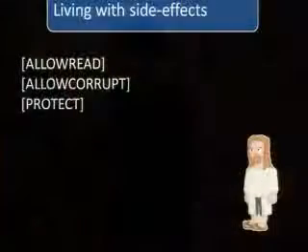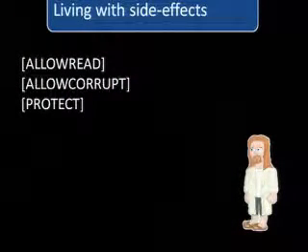So how do you live with side effects in this compiler? We have three directives that allow you to tell Mr. Wolf what he can and cannot do in his work. The first of these is a statement that allows you to specify ranges that can be read without triggering any faults. These are just maybe data or instructions.